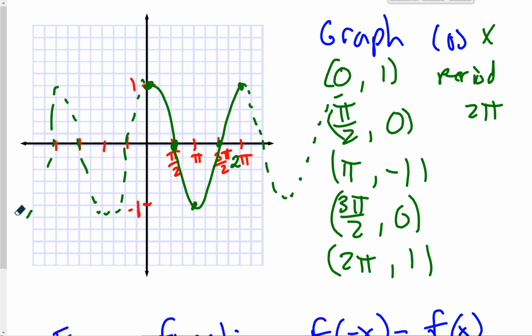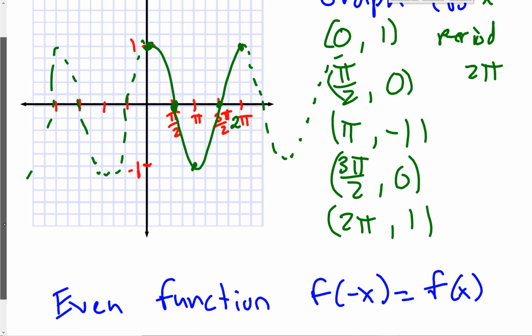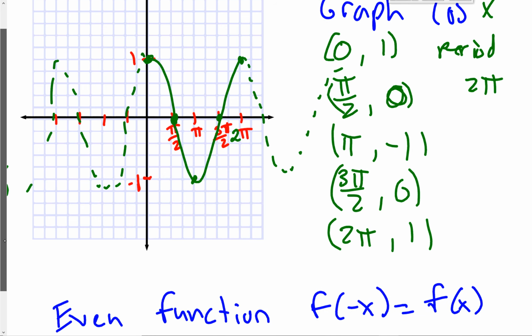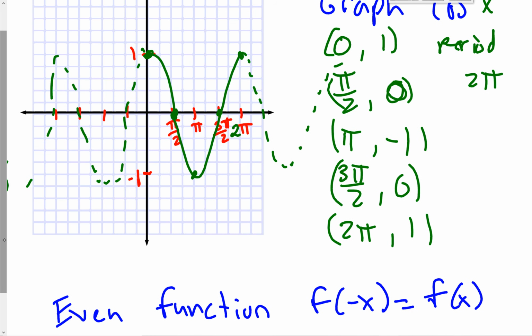And this is what we call an even function, because I can plug in a negative x and I'm still going to get positive 1. So negative 0, still get 1. Negative pi halves, still at 0. Negative pi, I'm still at negative 1. Negative 3 halves pi, I'm still at 0. Negative 2 pi, I'm still at 1. And so that's what we call an even function. So cosine is even, where sine is odd. So that's basically how you graph cosine. You plug in your x's and you get your y's.